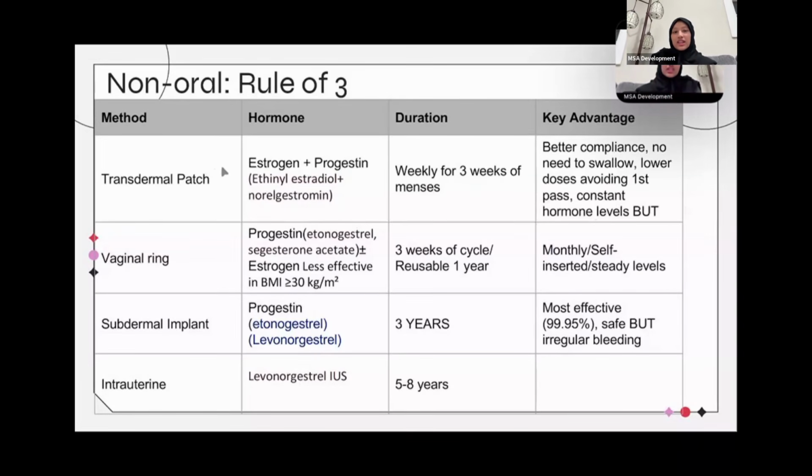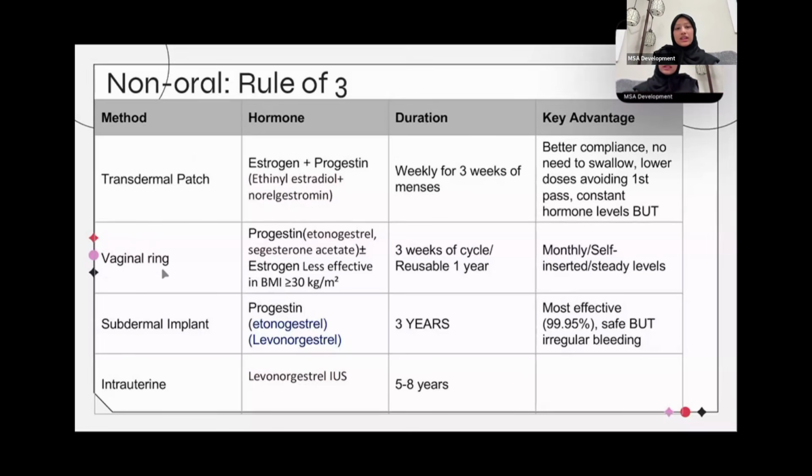So the patch is a combination of estrogen and progesterone, in any number of combinations, weekly for 3 weeks, and then 1 week off. Okay, so for 3 weeks you continue doing the patch, and for 1 week you remove the patch. That's the on and off rule, just like the pill, right?